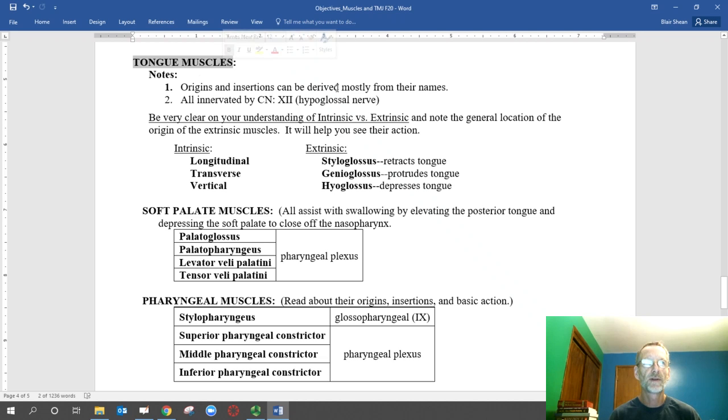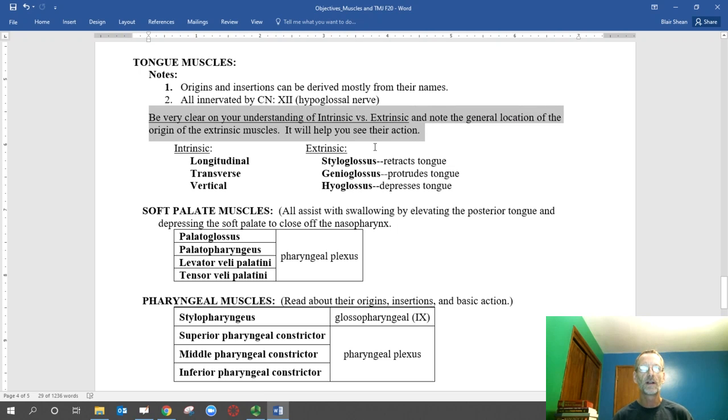Origins can be derived from their names again. All of these tongue muscles are innervated by cranial nerve 12, the hypoglossal nerve. So we're going to divide those up, and these are the tongue muscles, into intrinsic tongue muscles and extrinsic tongue muscles. And so I put a note in here that you need to be very clear on your definition, your understanding of intrinsic versus extrinsic.